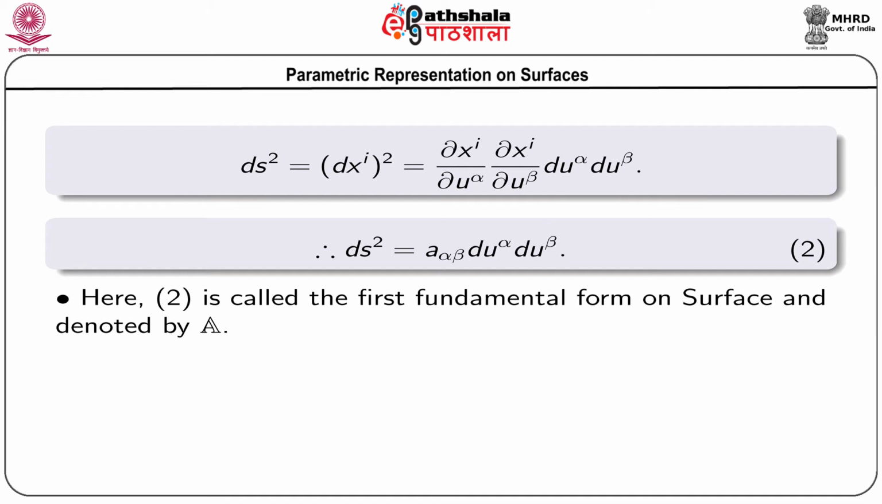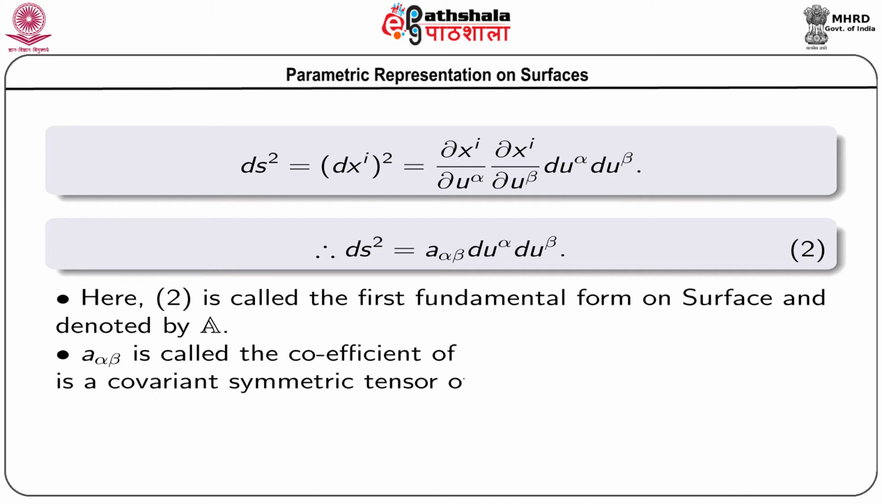So, this is called the first fundamental form on the surface and denoted by A. By using this we can find the arc length on a surface, or any measurement with respect to a curve can be done with this formula. A alpha beta is called the coefficient of the first fundamental form, which is a covariant symmetric tensor of rank 2, because again it is a product of two partial derivatives del xi del u alpha and del xi del u beta. So, A alpha beta is also a symmetric covariant tensor of rank 2.